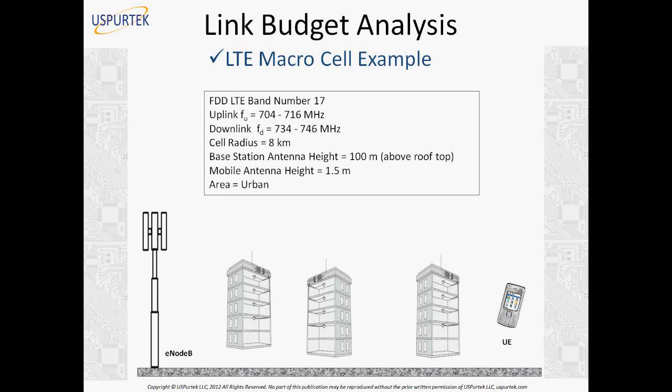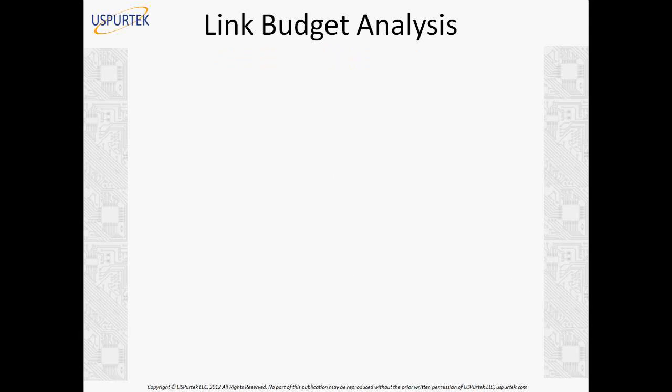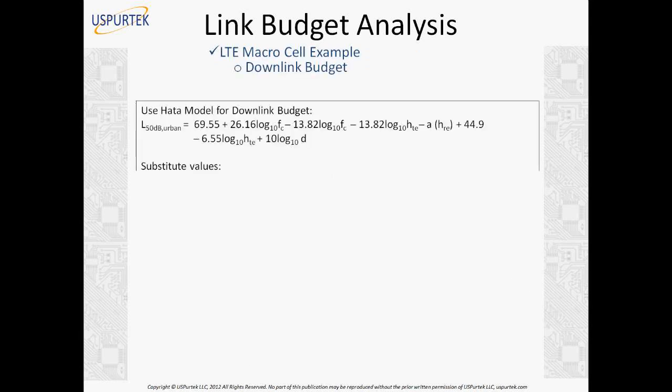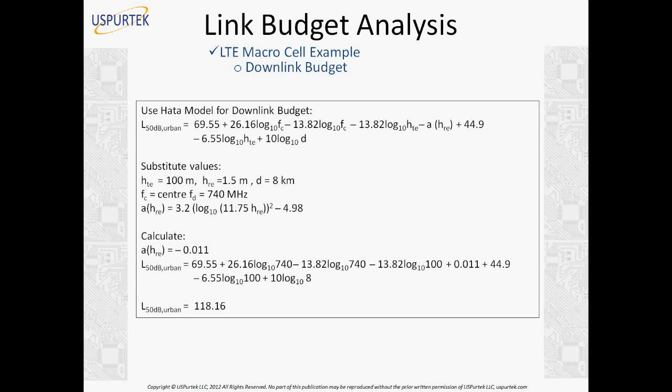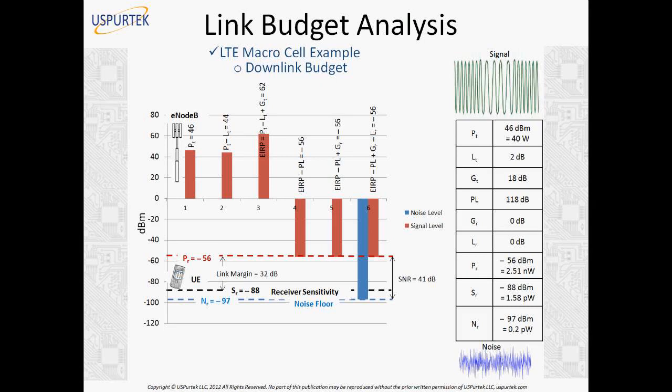For this scenario, in this picture you see an eNode B at the cell tower, and the UE, the user equipment, is a handset that the person is going to use. Now we use the Hata model here for the downlink budget. We just use the equation that we had seen before, and input our values. We take the center frequency for the downlink and do the calculation, and our L50 comes out to be 118.16 decibels.